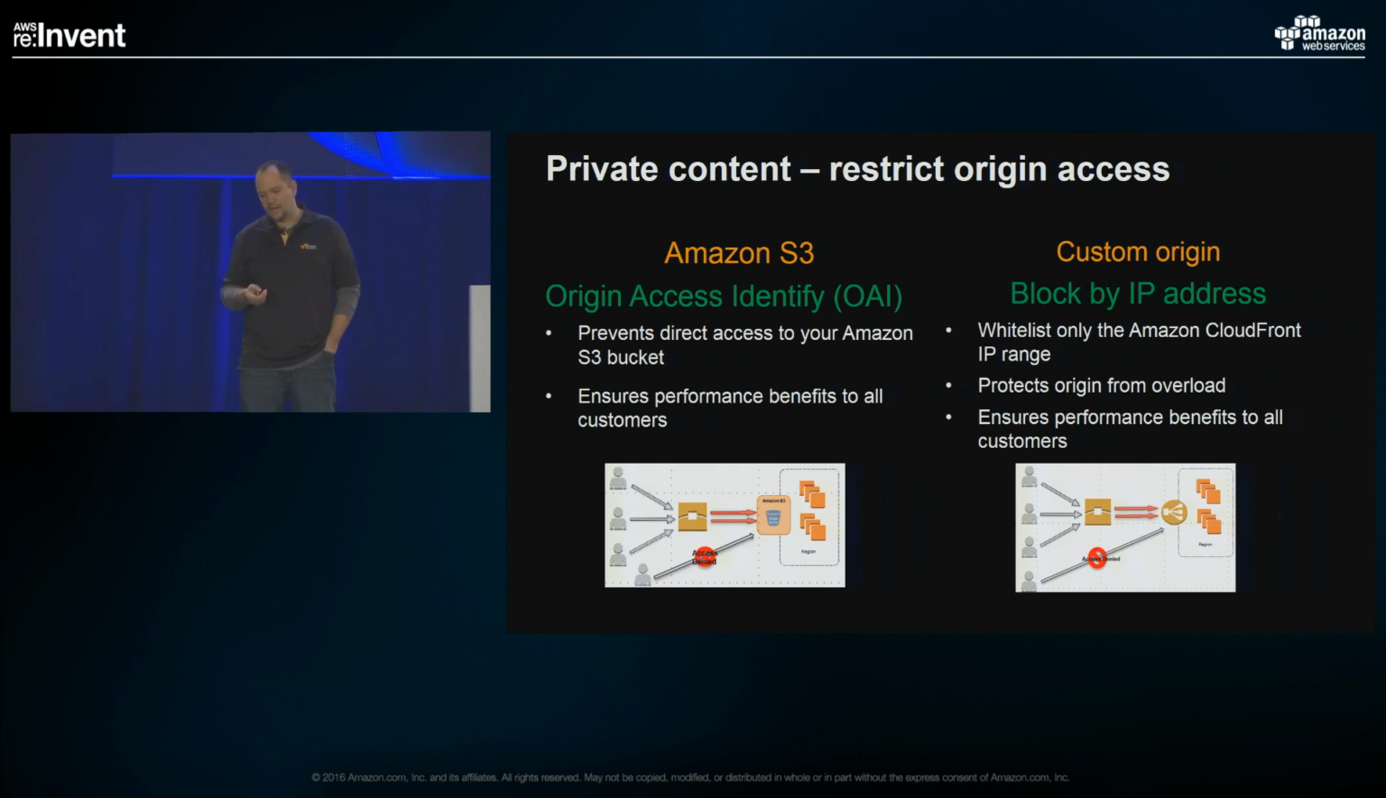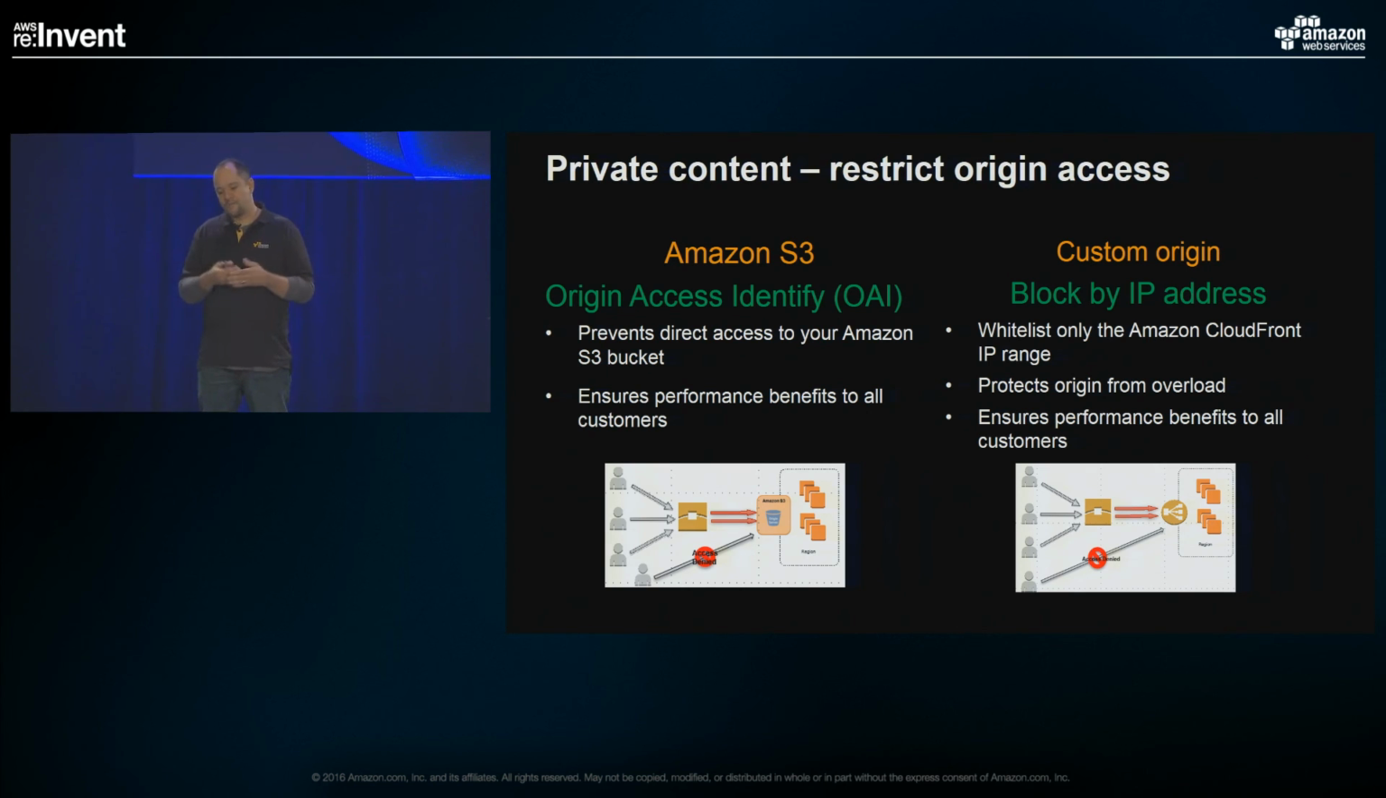Now, you may not have a need to do the second part of it, but restricting origin access is the best practice regardless of whether you have content that you want to explicitly protect. There are two ways you could do this, depending on whether you're using S3 as your origin or whether you have a custom origin, whether it be on EC2 or even in your own data center.